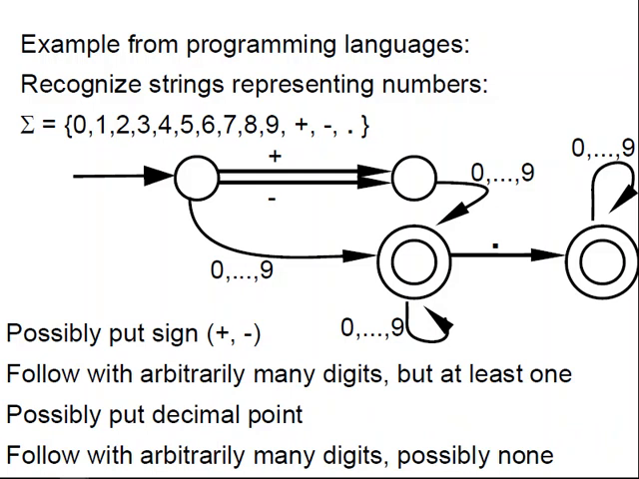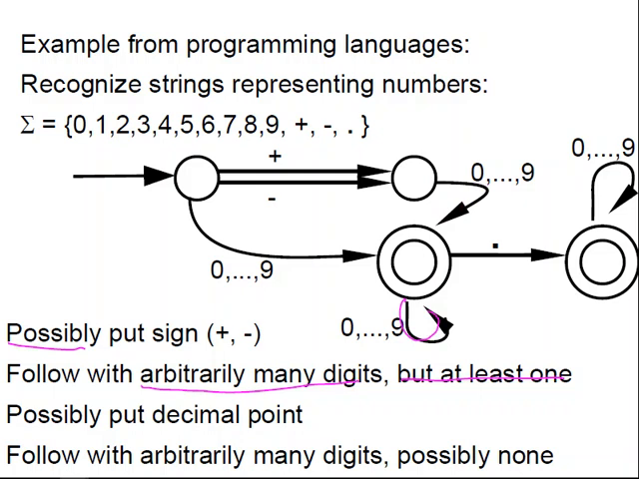Here's how it works. You start at the start state, and then you can possibly put a sign, a plus or a minus, and that has to be followed by arbitrarily many digits, but at least one. I cannot just end my input after one sign, I would end up here. That's not good. So you have to follow with arbitrarily many digits, but at least one. This transition here guarantees that you have at least one digit after the sign.